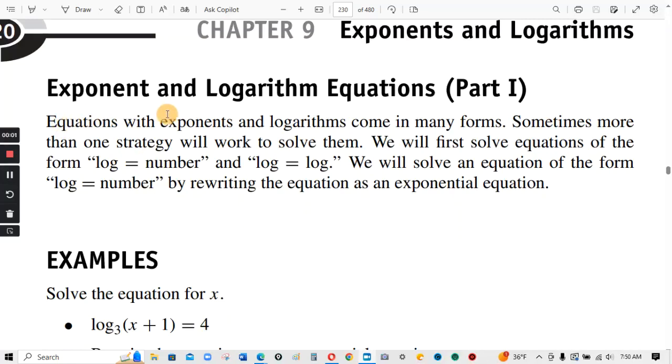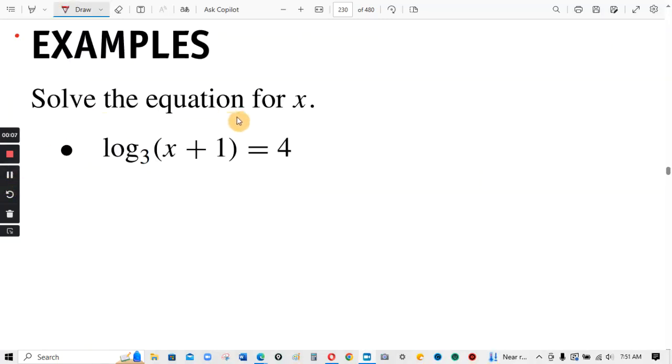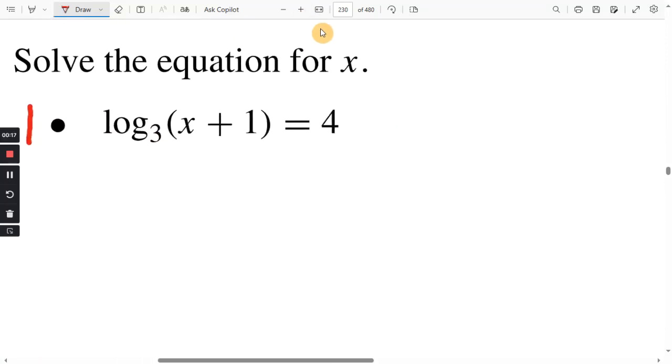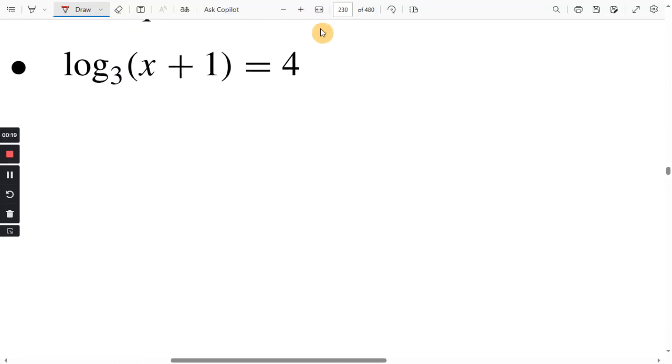All right, this will be exponent and logarithm equations, part 1. In the first example, they just want us to solve the equation for x. I'll just call this example 1. Now, the way they do this in the book is they transform this from a logarithmic equation to an exponential equation. So I'll write that off to the side.